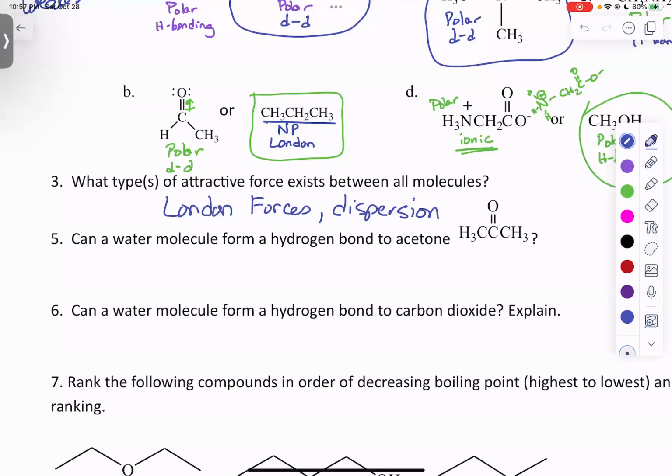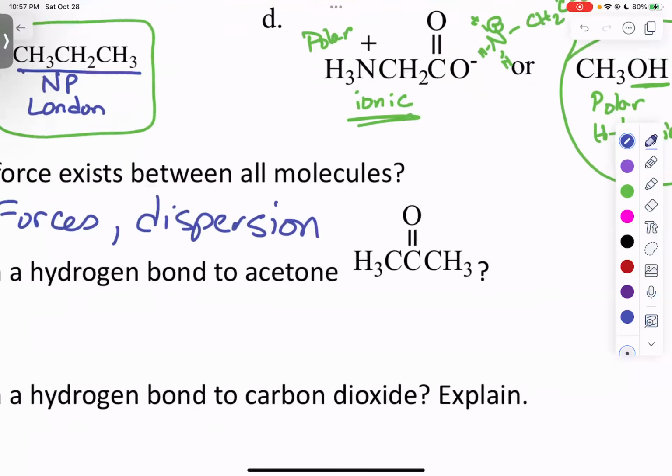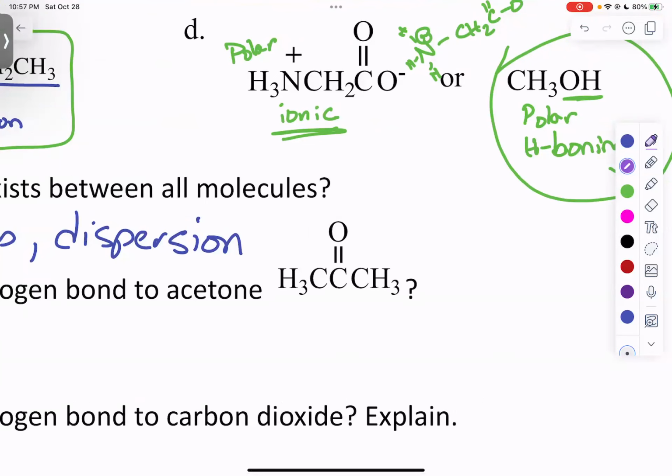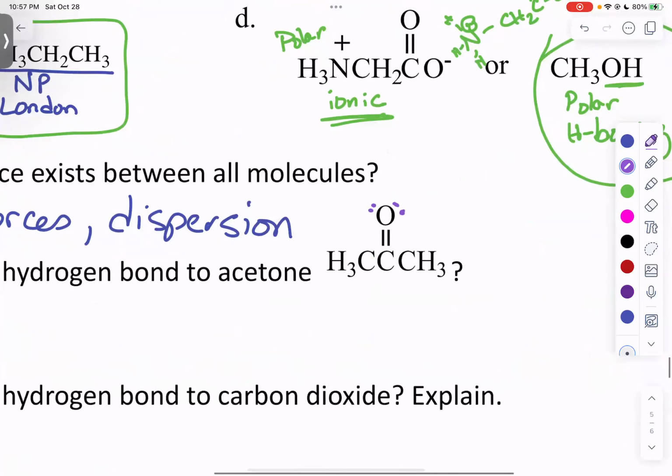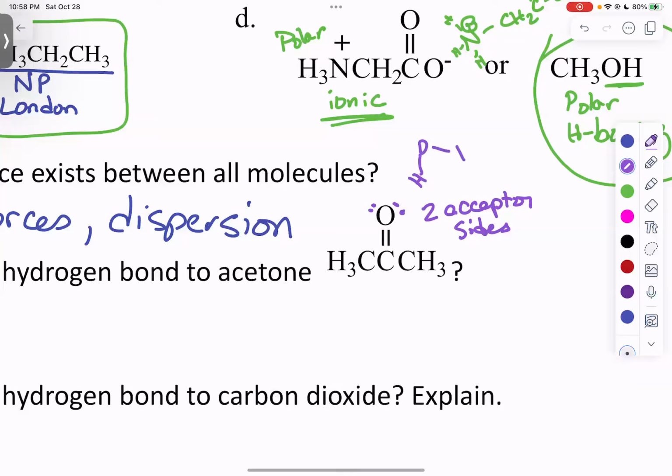Can a water molecule form a hydrogen bond to acetone? So take a look at acetone. When we look at acetone, acetone has 2 lone pairs on the oxygen. So it's an electronegative oxygen with 2 lone pairs. This means it has 2 acceptor sites. It has no donor sites, but it does have acceptor sites. So if I put in some water here, right, my partially positive water is going to form a hydrogen bond right there. So yes, it can.